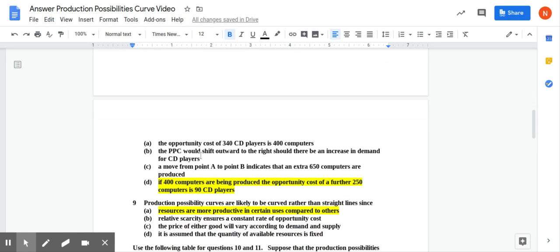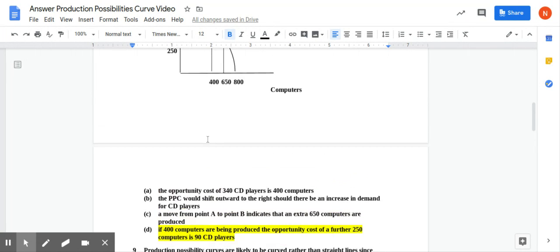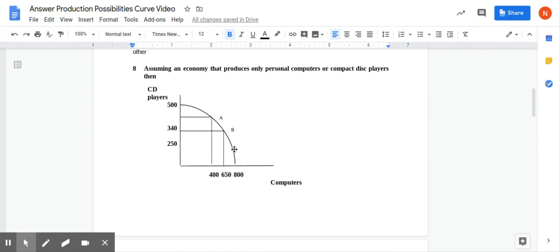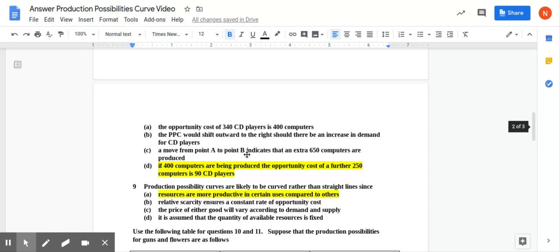The PPC would shift outward to the right should there be an increase in demand for CD players. That is not correct. It would only shift outward if we gained resources and were able to make more, or gain technology, manpower, whatever. We were able to produce more. Just because there's more demand doesn't mean that we have more resources to be able to make it.